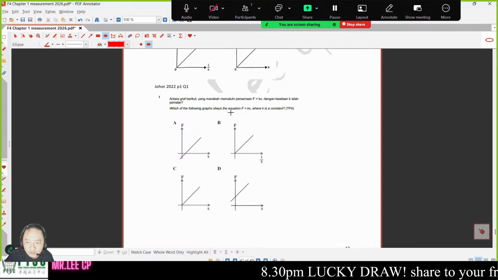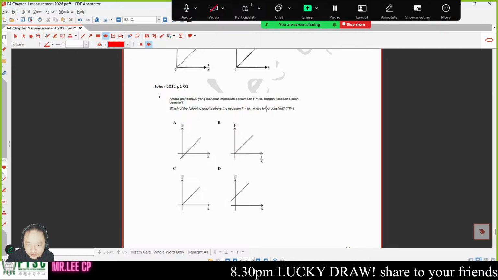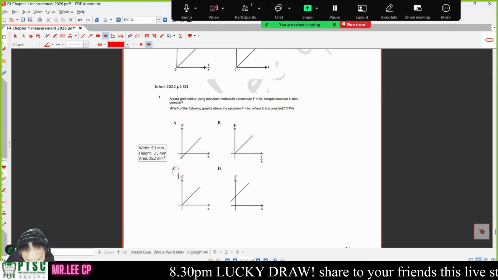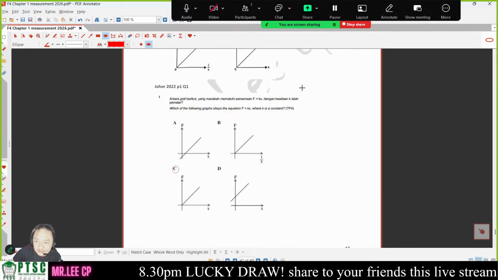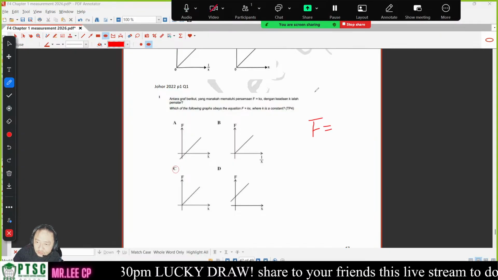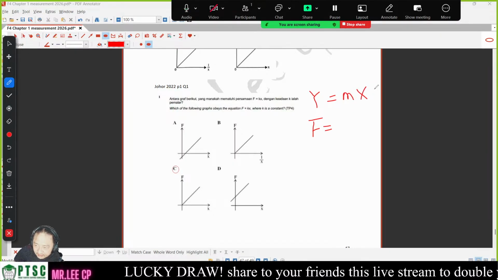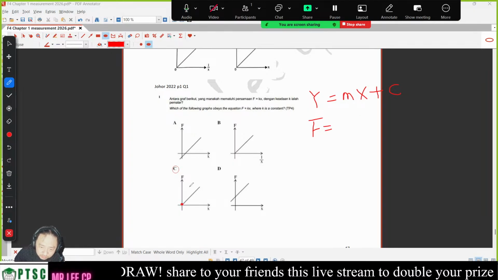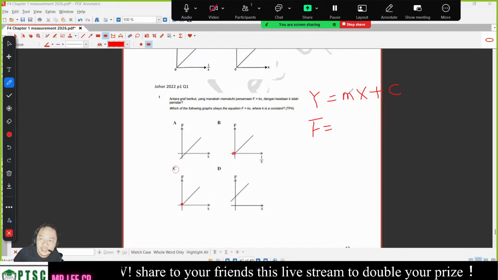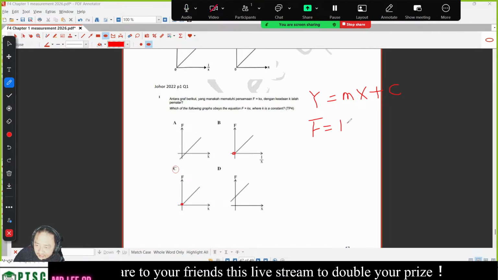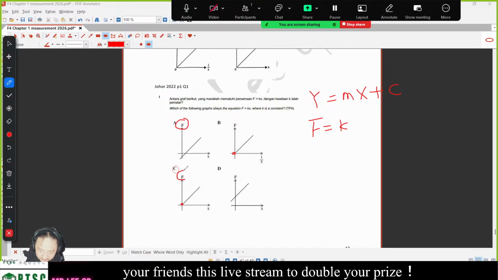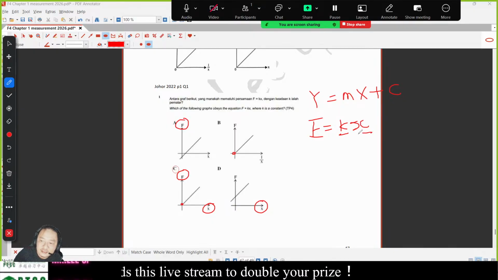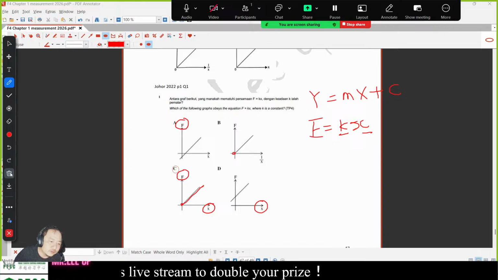Okay. Which of the following obeys F = kx, where k is a constant? Directly proportional. Our formula is y = mx + c, right? They don't have any c, so it goes through 0. And m is your gradient, constant. They said k. This is F, the y-axis, and x. F = kx is directly proportional.